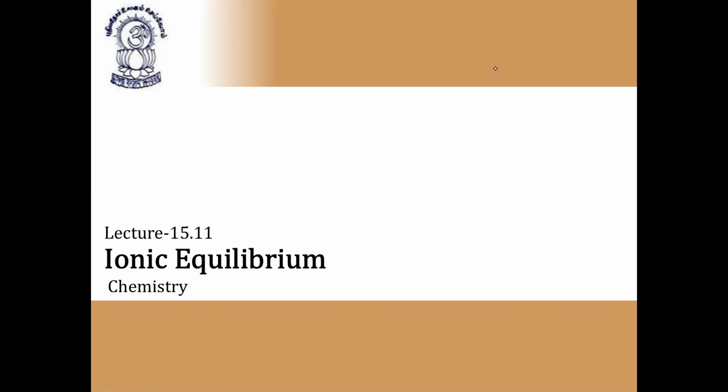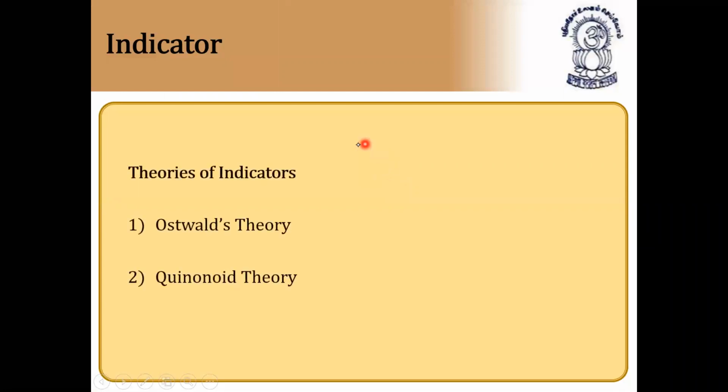So please listen carefully. This is only a theoretical concept from this chapter. Usually it is important for NEET as well as JEE Mains. Let us see now: indicators. So what is an indicator? An indicator is a dye or substance which changes color over a short pH range.